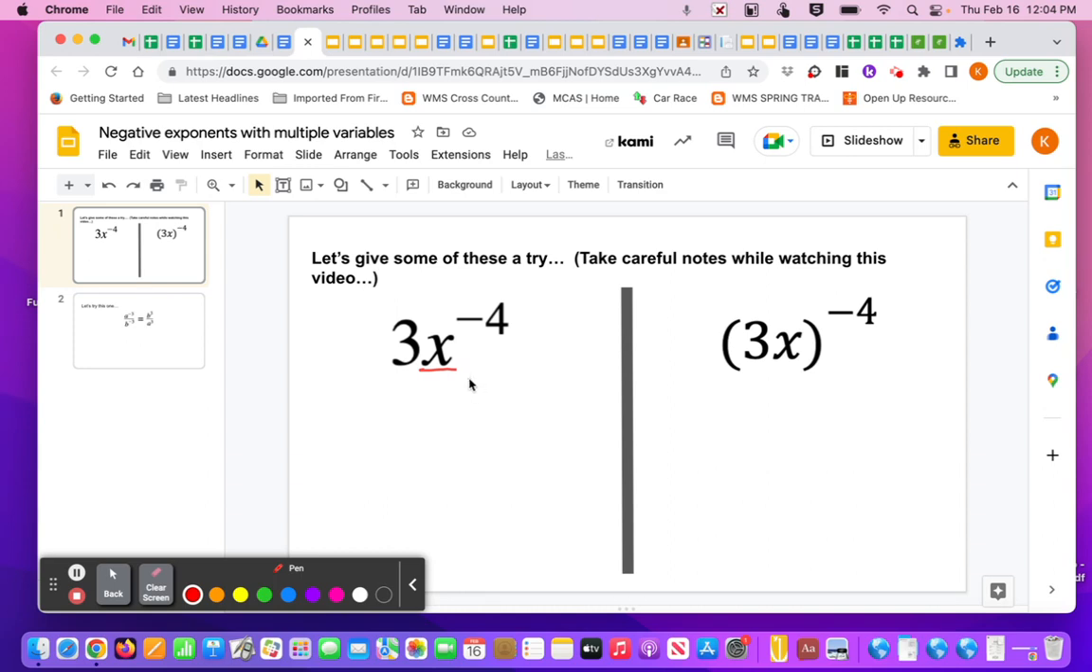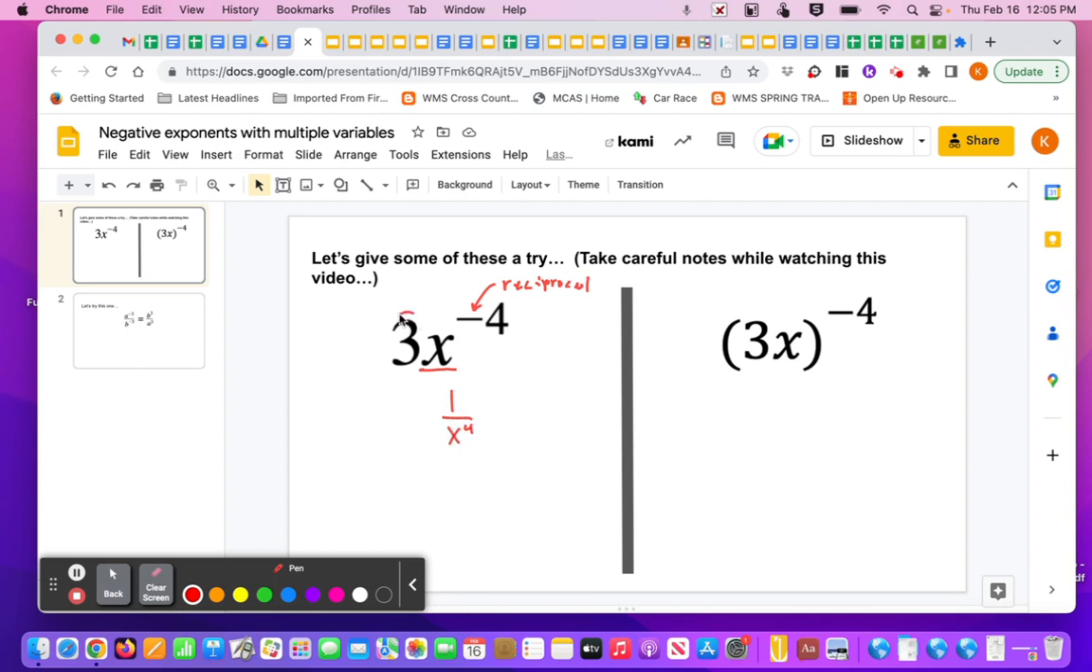Now let's flash back and let's think about what a negative exponent does. We know that the negative exponent is telling us to take the reciprocal. So what I'm looking at here is I want the reciprocal of x to the fourth power. Well, the reciprocal of x to the fourth power is 1 over x to the fourth. That's the reciprocal of x to the fourth power. And this is what it is, 1 over x to the fourth.